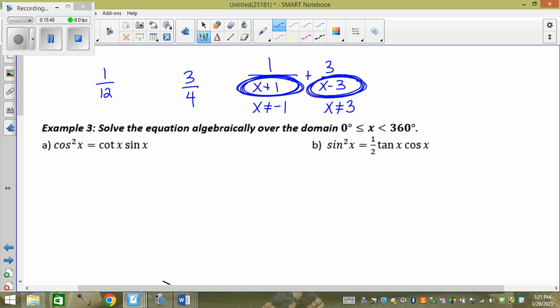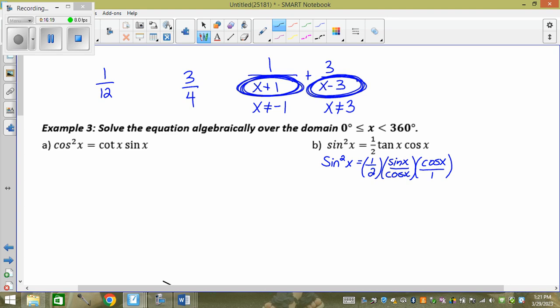So if we look at b here, I see that I can switch tan to sine over cos. So let's try that. So here I have sine squared x equals 1/2. Tan I can switch to sine x over cos x. And the reason why I know I should do that is because the cos x's will cancel. Anyone who had me in 20-1 knows that before I cancel anything off in the rationals unit, what did I tell you to do?